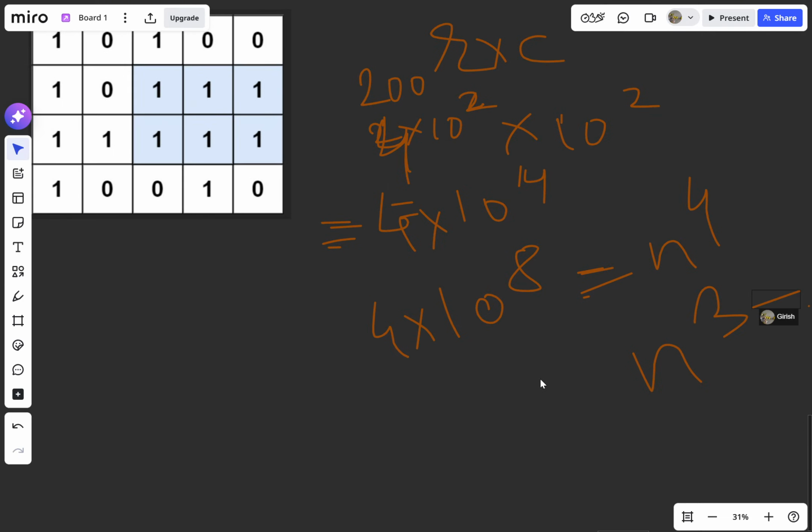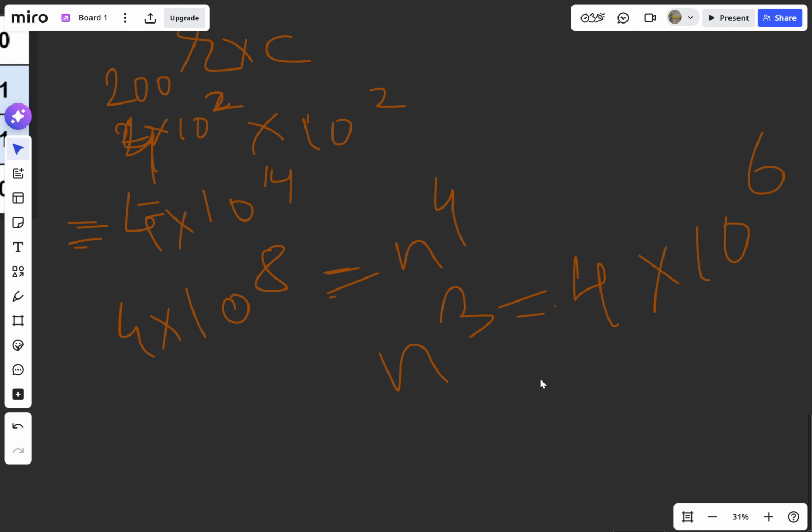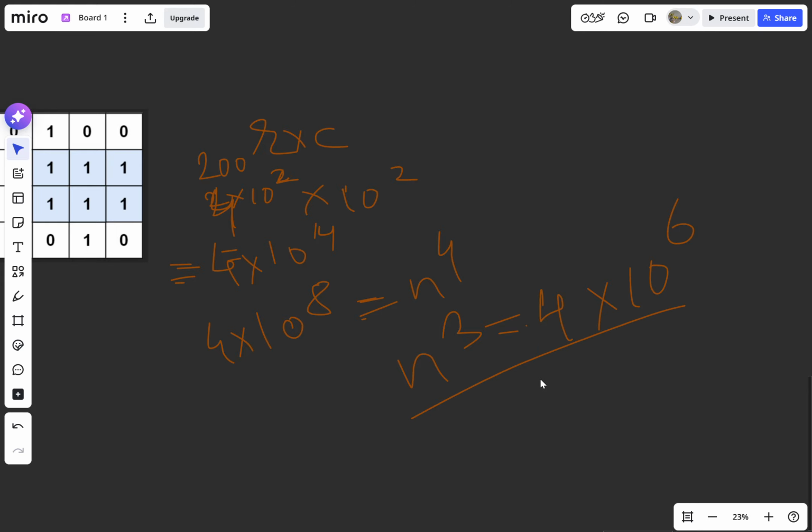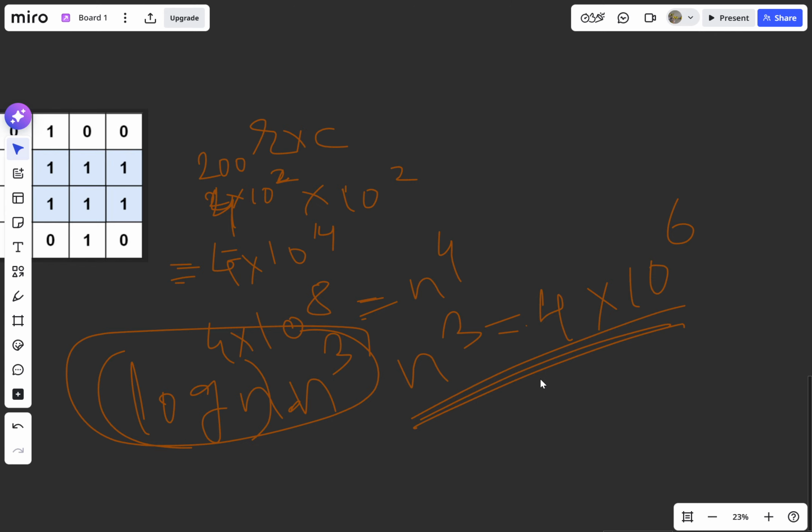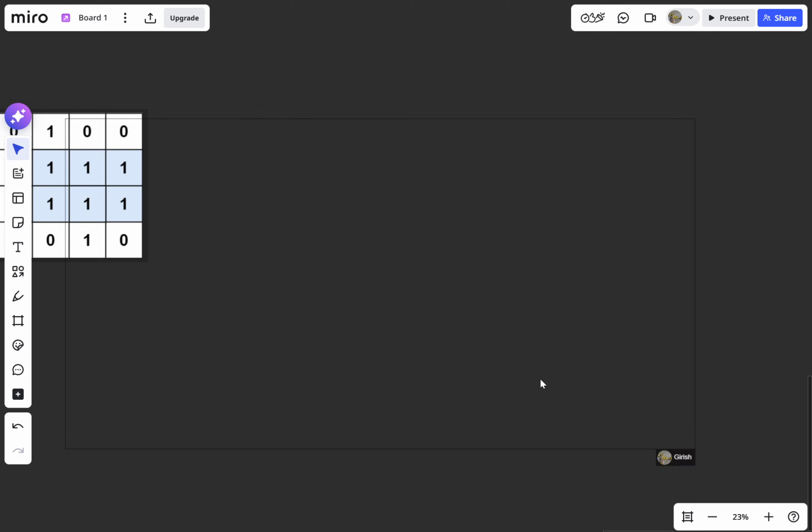So we will have n cube until 4 into 10 to the power 6. The n cube time complexity can be passed here, or we can go till n cube into log n, we can go up to this also. So these time complexities can be passed, only n to the power 4 cannot be passed.